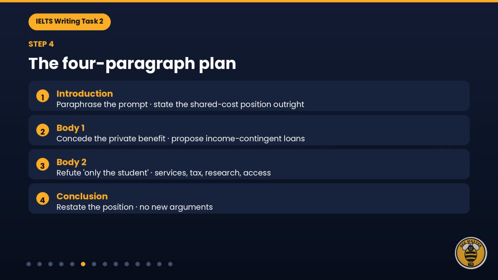Here is the plan. 4 paragraphs. An introduction that paraphrases the prompt and states the position outright. A first body paragraph that concedes the private benefit and proposes income-contingent loans. A second body paragraph that refutes the word only. And a conclusion that restates the position and introduces nothing new. 2 minutes on this plan saves 10 minutes of rewriting.